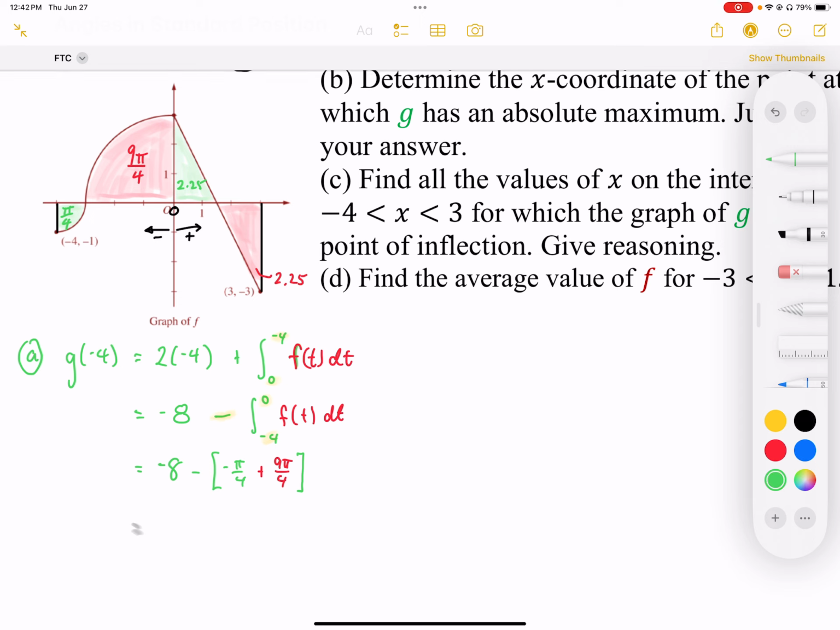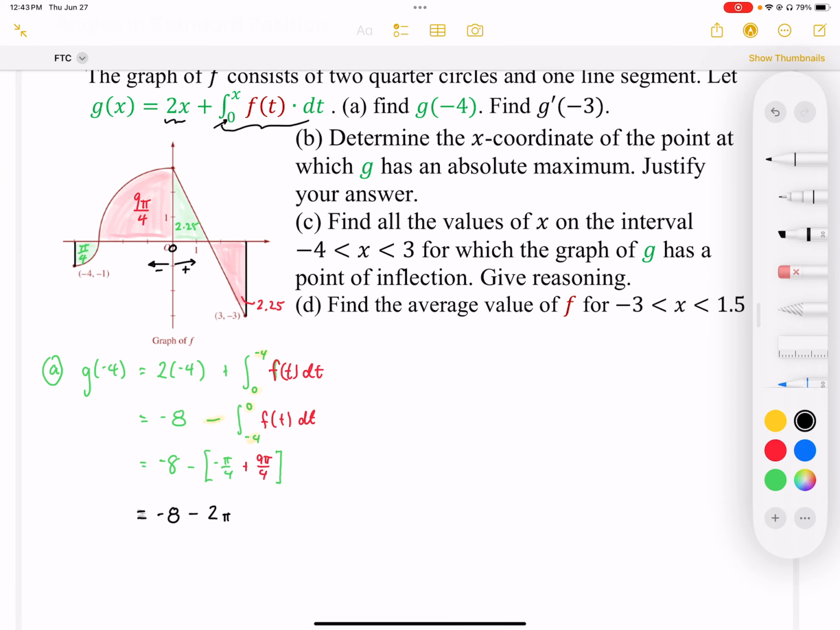So when I put this all together then, the g value at -4 is going to be -8, minus, it's going to be -4 pi over 4 minus from 9 pi over 4, so I get 8 pi over 4, so it becomes 2 pi. So it's going to be minus a positive 2 pi. Okay, so that's my y coordinate when x is -4.